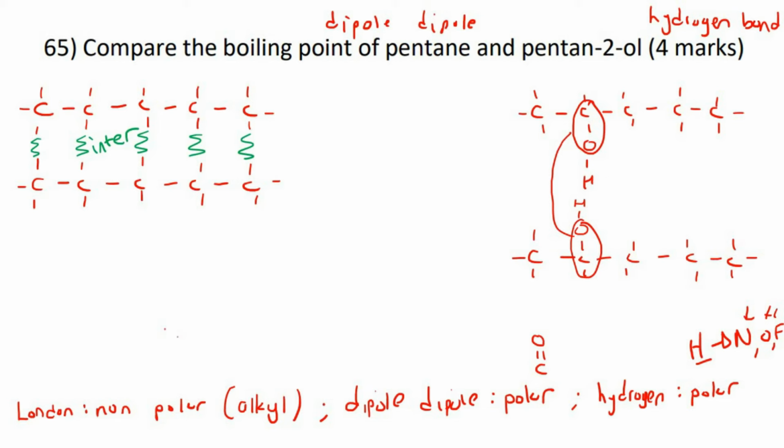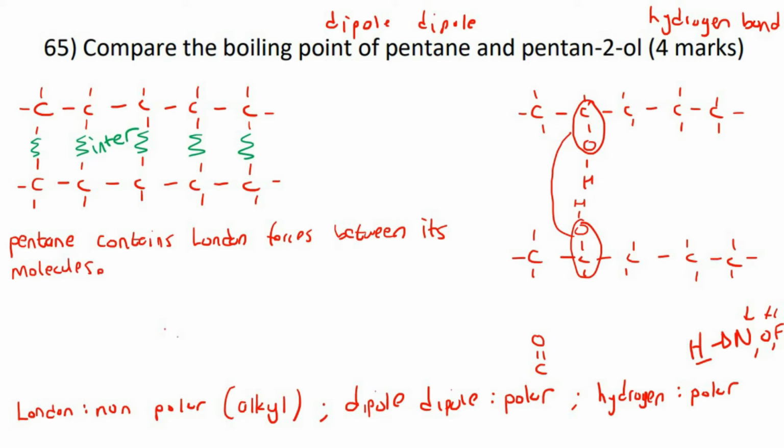So the way that we can now put this into words for 4 marks is the following. You take the first molecule and mention what type of intermolecular forces it has. So you can say pentane contains London forces between its molecules.